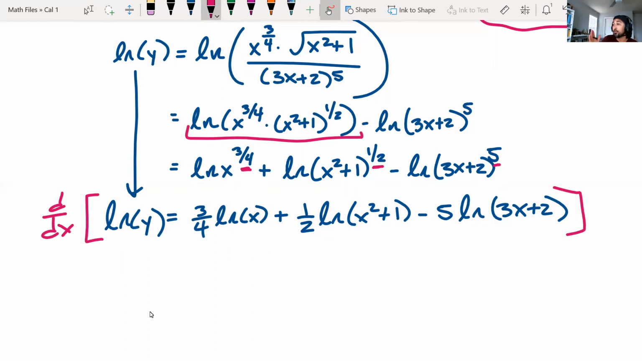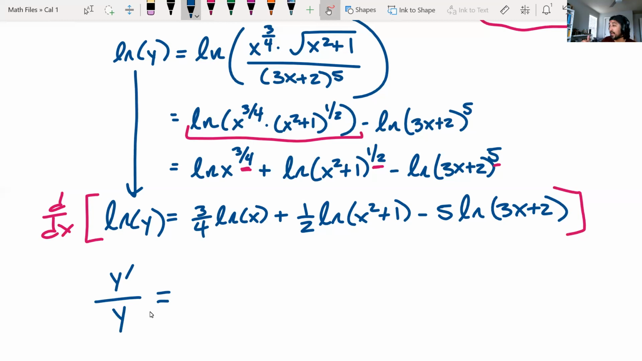Okay. So the left side, since you're taking the derivative of the natural log of y with respect to x, this is going to be an implicit on the left side. So when we take the derivative of the natural log of y with respect to x, you're going to get the derivative of the inside, which is y prime, over the inside, which is y. And now we handle the derivative on the right side.